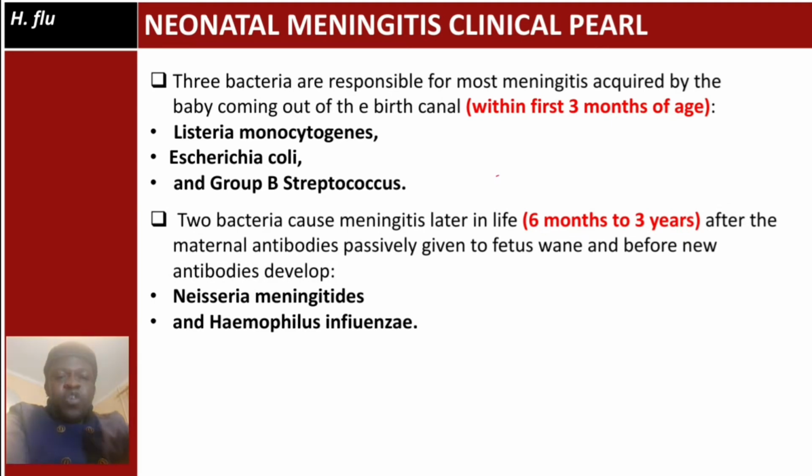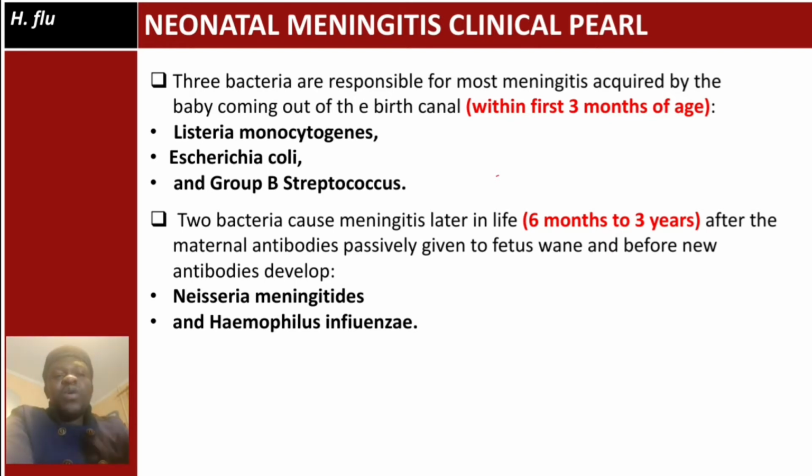Then 2 bacteria cause meningitis later in life, right? Now it's between 6 months to 3 years, after the maternal antibodies passively given to the fetus wane and before the new antibodies develop. This is where you find Neisseria meningitidis and Haemophilus influenzae, right?